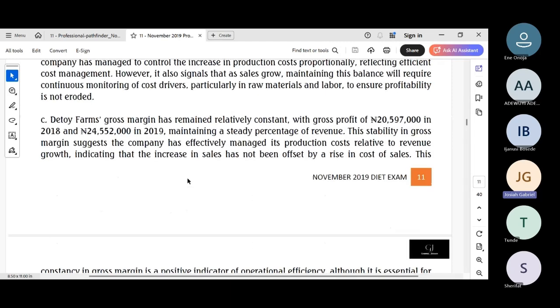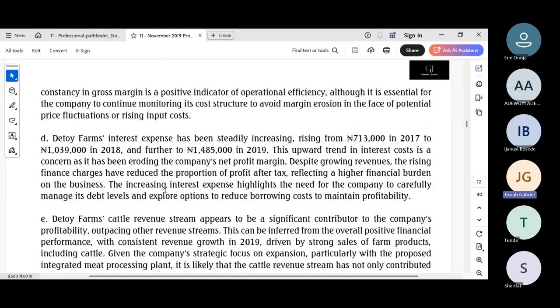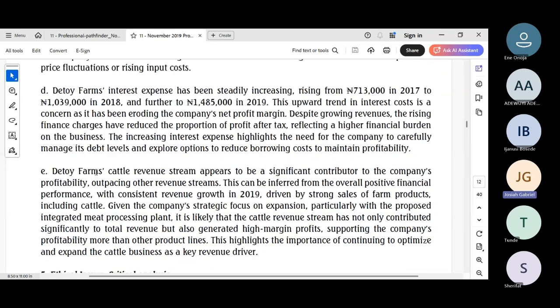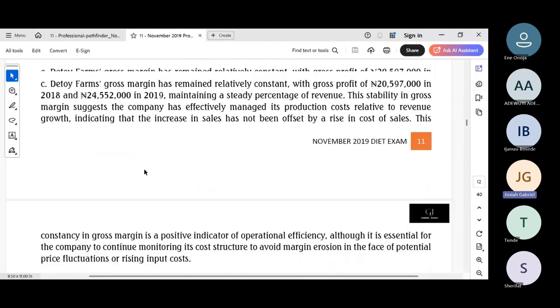So we've spoken to gross profit margin, cost of sales, and how it's a challenge on the company's performance. We also said the interest expense is also increasing. Despite the growing expenses, the interest expense highlights the need for the company to carefully manage its debt. So this is a challenge that needs to be addressed. We spoke to Detoy Farm's cattle revenue streams, which is a significant contributor, and this is a consideration. Those contributors should be optimized to expand the business. So the cattle business is a key revenue driver, and it's a consideration. So I gave you 5 challenges and considerations you could discuss.